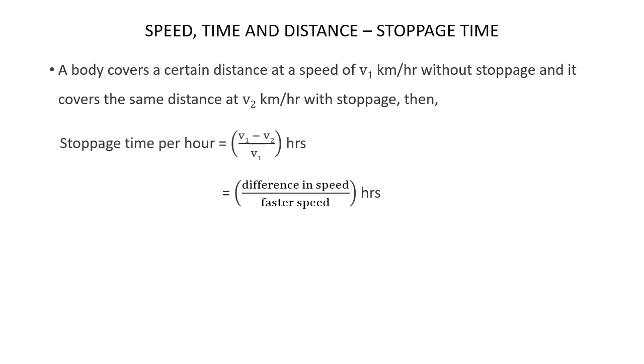Now let's learn about the concept of stoppage time. A body covers a certain distance at a speed of v1 kilometers per hour without stoppage, and it covers the same distance at v2 kilometers per hour with stoppage. Then stoppage time per hour is equal to (v1 minus v2) divided by v1 hours. This is nothing but stoppage time per hour is equal to difference in speed divided by faster speed hours. Remember this formula for solving stoppage time problems.